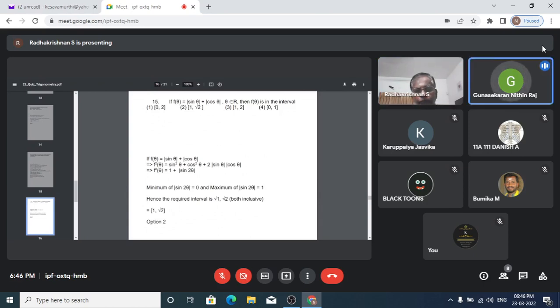Sir, on the root 2, how, sir? In the last step, yeah. See, the step you see, f square theta equal to 1 plus mod of sin 2 theta, right? Then this mod of sin 2 theta will have a range of 0 and 1. Do you agree? Yes, sir. Okay. That means f square theta will have a range of 1 plus 0 and 1 plus 1.